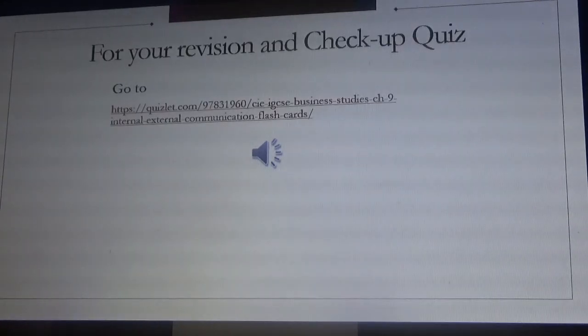Okay, for your revision and checkup quiz, you may go to this link and you'll find flashcards. Click on each flashcard, and you may find the definition or answers behind each flashcard. Okay, happy flashing.